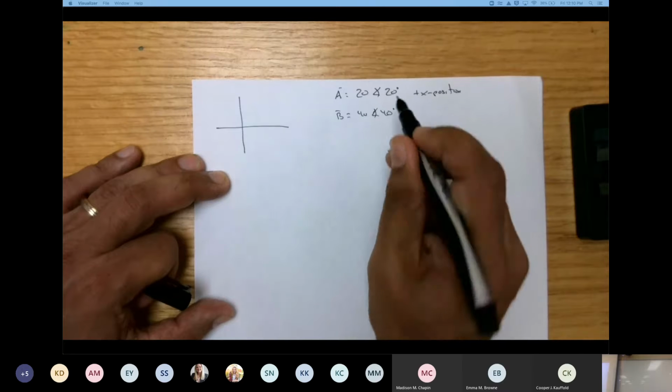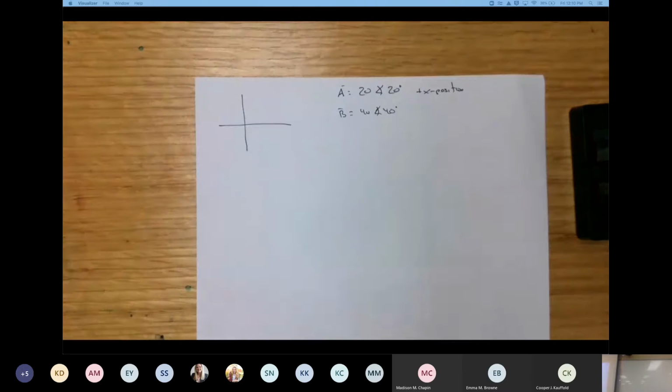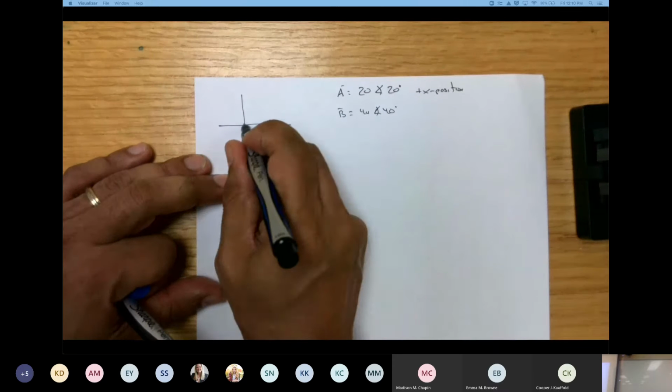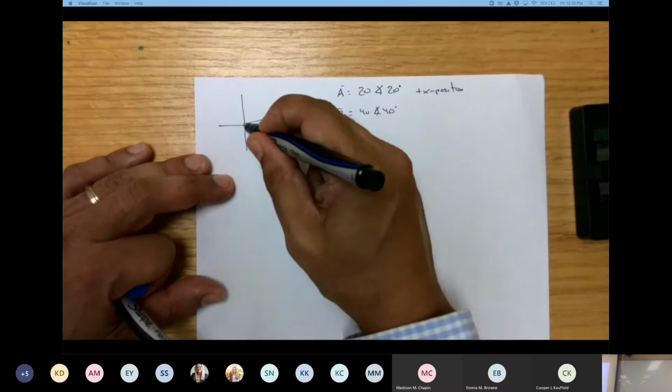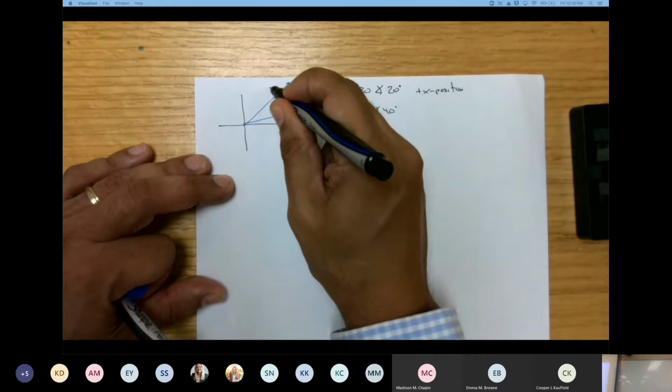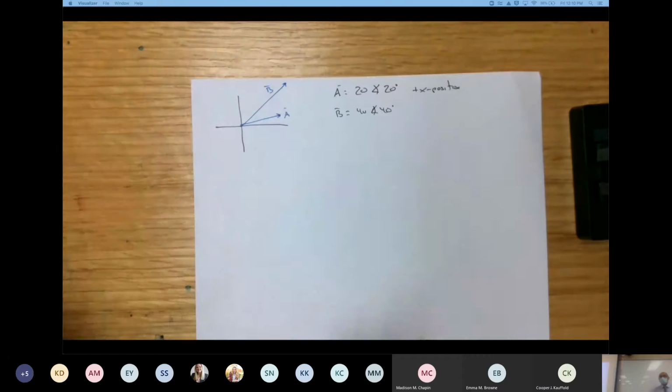So A will be something like this. It will be vector A, and vector B will be something like that. Okay, so now what I'm gonna do is these first two rows, calculate the X and Y components of vector A, and these two rows, calculate the X and Y components of vector B.